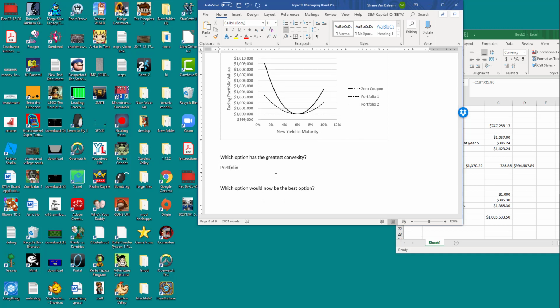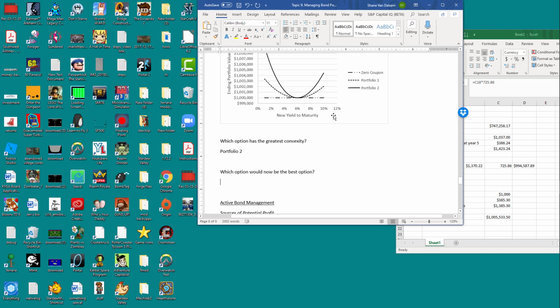And again, no risk that the values of the portfolio will fall below that magic $1 million number. So which option would now be the best option? In my opinion, it's portfolio 2, because more money is better. You can see here it's not a lot more money, but it is an outcome where we come out ahead with either a positive or negative change in the yield to maturity. So again, portfolio 2.